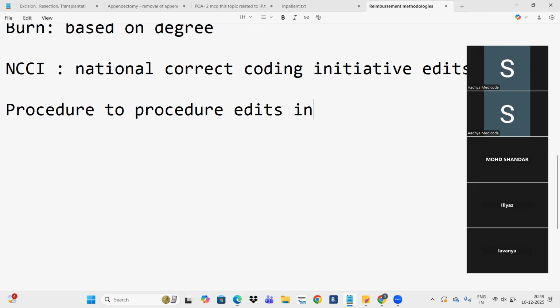Edits in outpatient, which means CPT coding. While we are coding multiple outpatient procedures, we need to cross check whether we can code those multiple outpatient procedures together or not. Any bundling or not, we need to check the bundling issue here. Whether that procedure was bundled in the primary procedure or not, that we need to check. Procedure to procedure edit.